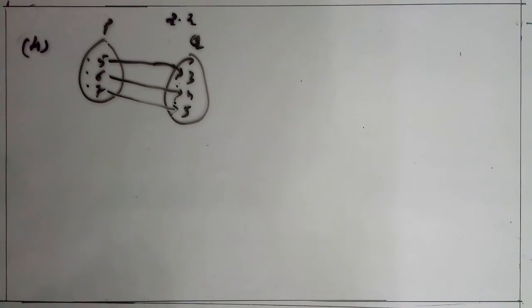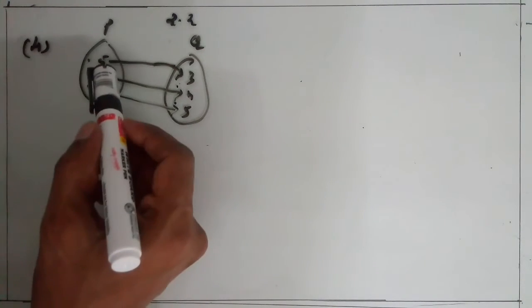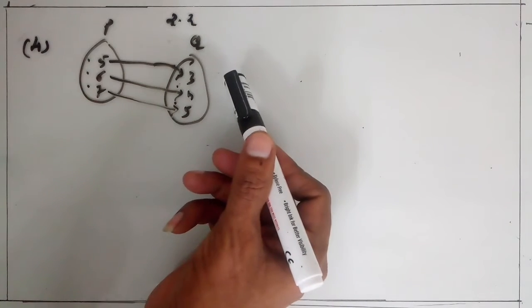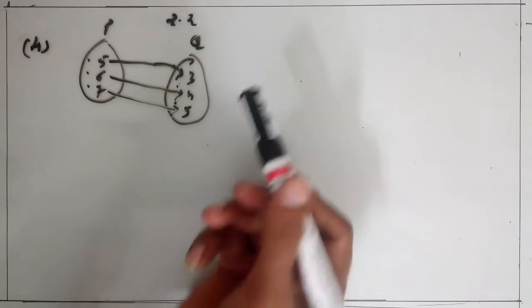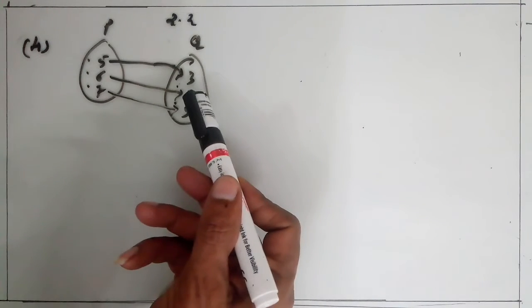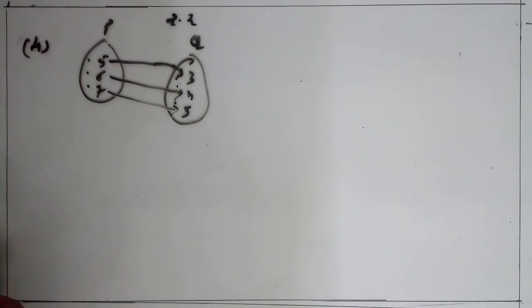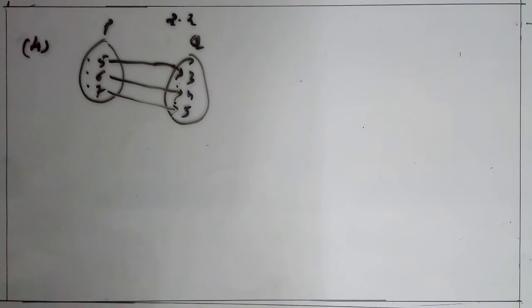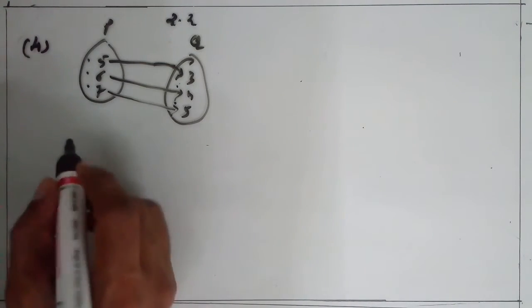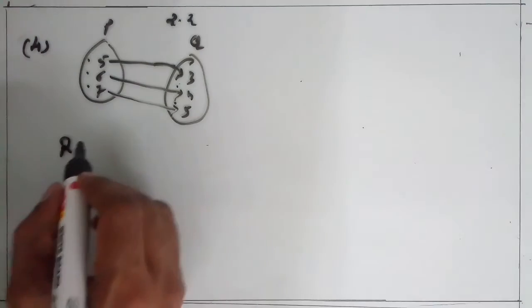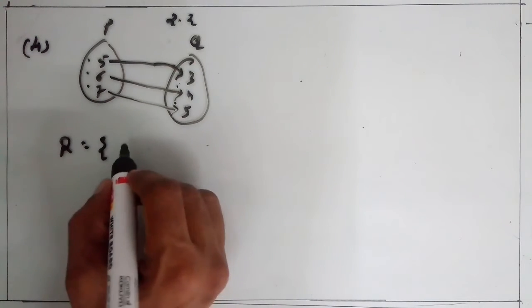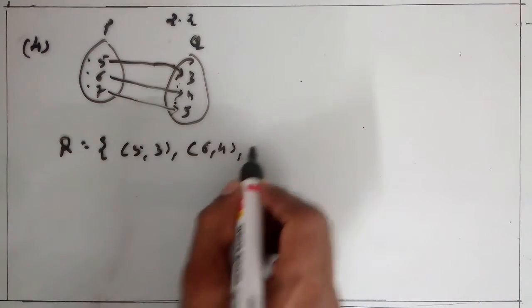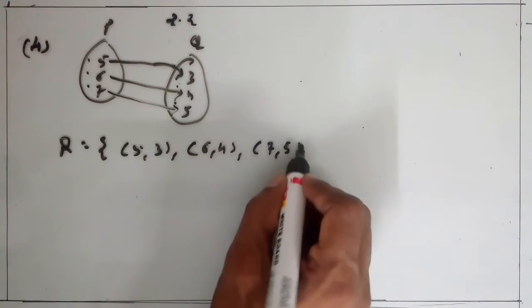Remember this here. If we take first element 5, then the second element is 3. Difference between these two is 2. 6 first, then the second is 4. Difference is 2. Similarly, for 7 and 5, difference is 2. So first, in roster form: (5, 3), (6, 4), (7, 5).